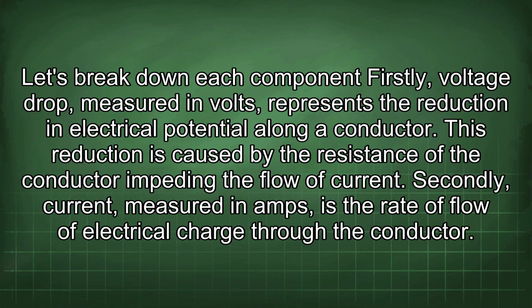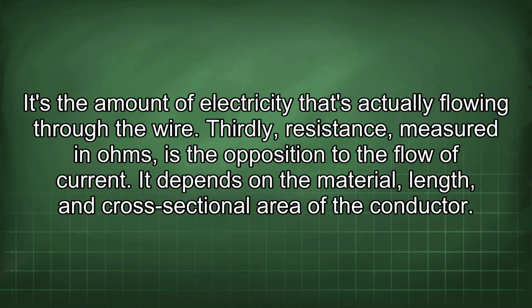Firstly, voltage drop, measured in volts, represents the reduction in electrical potential along a conductor. This reduction is caused by the resistance of the conductor impeding the flow of current. Secondly, current, measured in amps, is the rate of flow of electrical charge through the conductor. It's the amount of electricity that's actually flowing through the wire. Thirdly, resistance, measured in ohms, is the opposition to the flow of current. It depends on the material, length, and cross-sectional area of the conductor.